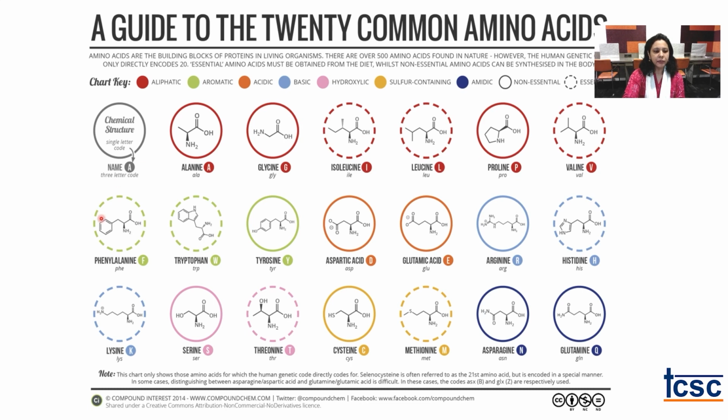We also have three amino acids which are aromatic in nature: phenylalanine, tryptophan, and tyrosine. Apart from that, another group of amino acids that we have are the negatively charged aspartic acid, aspartate, and glutamic acid, which we also call glutamate. The positively charged amino acids are arginine, histidine, and lysine.